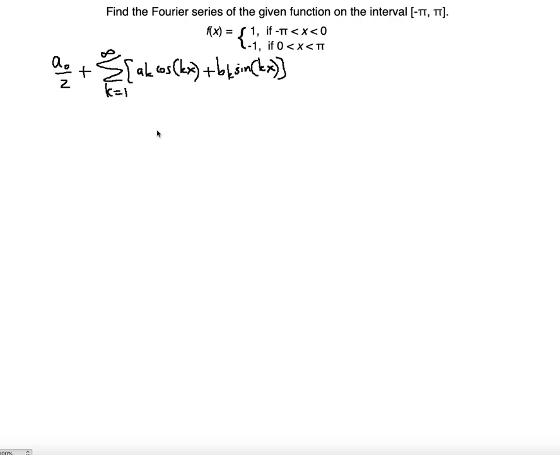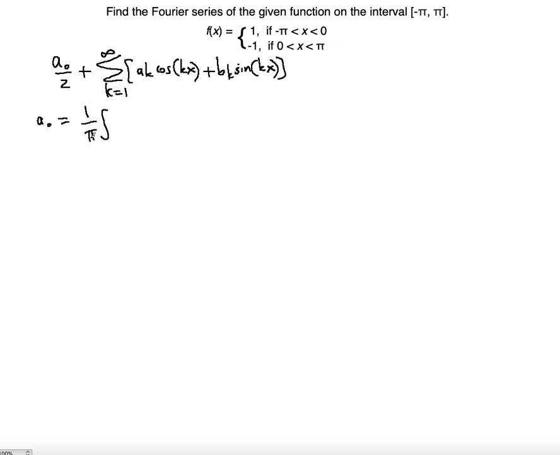We'd like to find the Fourier series of the given function, on the interval from negative pi to pi. So notice that this is a piecewise function. First we're going to find a naught, and this is the formula of the Fourier series in this case, when the interval is from negative pi to pi. So a subscript 0, or a naught, is equal to 1 over pi.